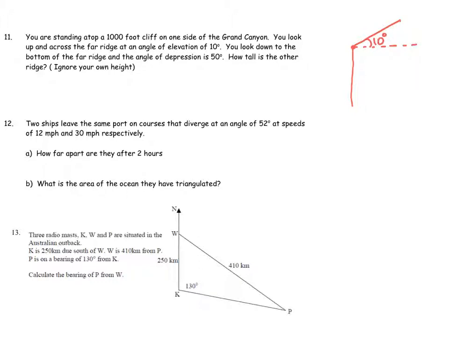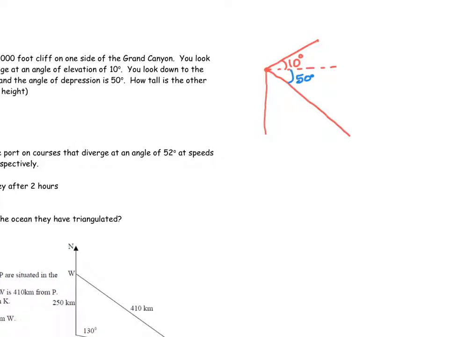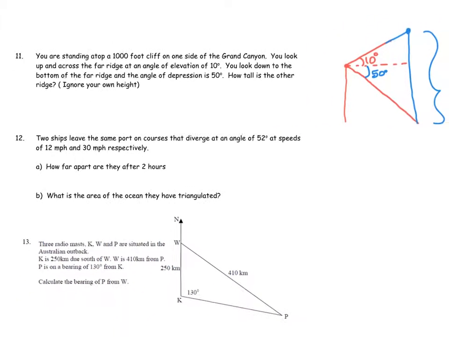You look down to the bottom of the far ridge at an angle of depression of 50. So basically, you're looking up with an angle of elevation of 10 and down with an angle of depression of 50. So this cliff, whatever it is, probably they're going to ask me to find how much this whole thing is. So let's keep reading. How tall is the other ridge?